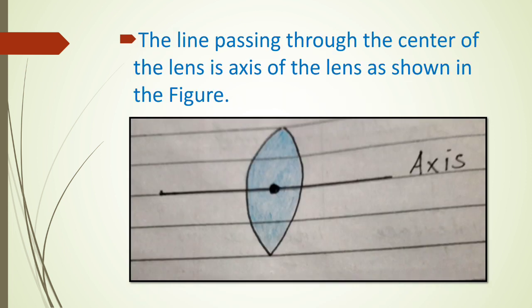The line which passes through the center of the spherical lens is known as axis. So we can see the axis of the spherical lens in this diagram.